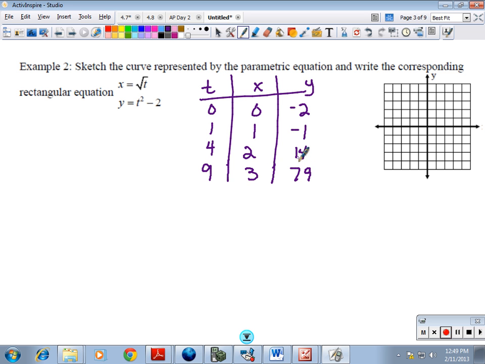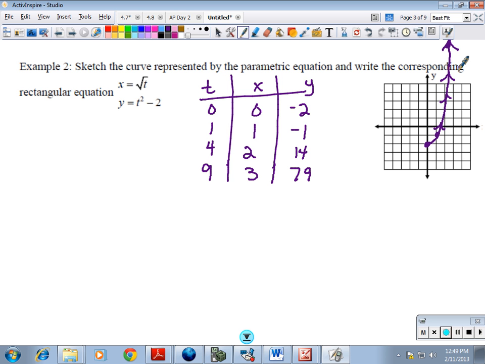We're not going to graph those. Those are a little big. So 0, negative 2 is here. 1, negative 1 is here. 2, 14 is going to be way up here somewhere, and 3, 79. I think we can kind of see that it's going to go up that way. Okay.